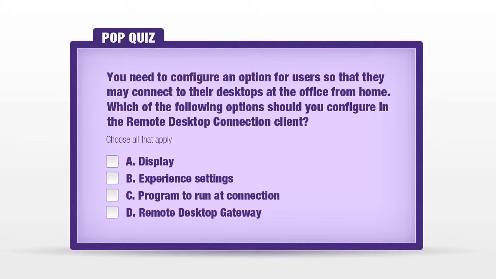You need to configure an option for users so that they may connect to their desktops at the office from home. Which of the following options should you configure in the Remote Desktop Connection client? A, display. B, experience settings. C, program to run at connection. D, remote desktop gateway.